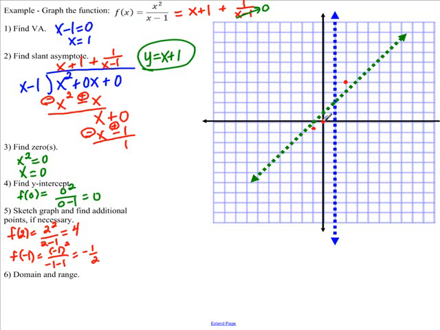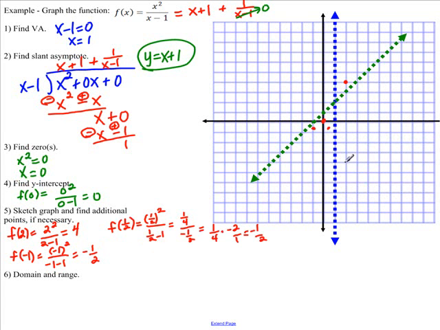If you want to plot something to the right of 0 but to the left of 1, we can plug in 1/2. So we have 1/2 squared over 1/2 minus 1. 1/2 squared is 1/4, and 1/2 minus 1 is -1/2. So we multiply by the reciprocal to get 1/4 times -2 over 1, which is -1/2. So when we plugged in 1/2, we got -1/2.